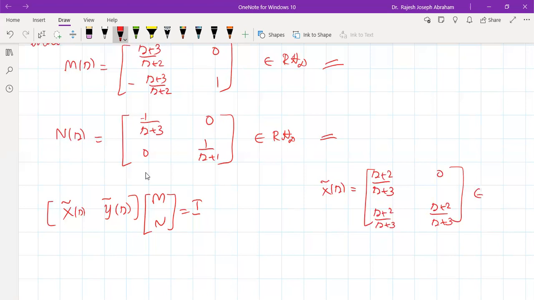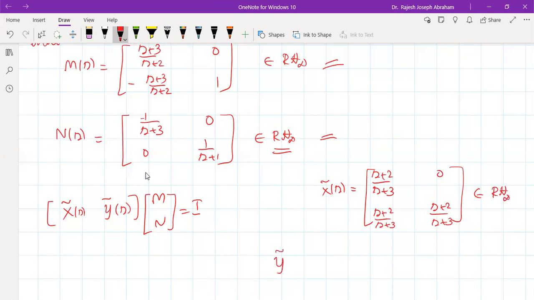So does this belong to the RH infinity space? It belongs to, right? Why? Because all the elements are rational and stable proper transfer functions. Is it not? S plus 3, pole is at minus 3. Here also minus 3. Here also pole is at minus 3. Okay, so they all belong to this RH infinity space, right?